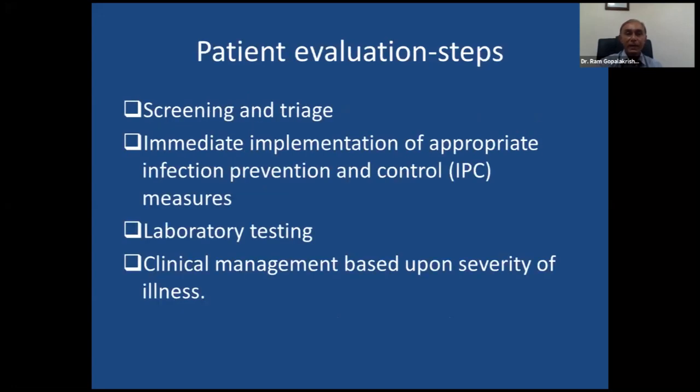So having defined our COVID patients, what do we do when these patients present? There are 4 things you need to do. You need to screen and triage. You need to decide which case could be COVID. You need to take appropriate infection control prevention, which is going to be an entire 2 or 3 lectures. You need to do lab testing, which will be a full separate lecture, and clinical management based upon severity of illness, which we will deal with partially during this session.